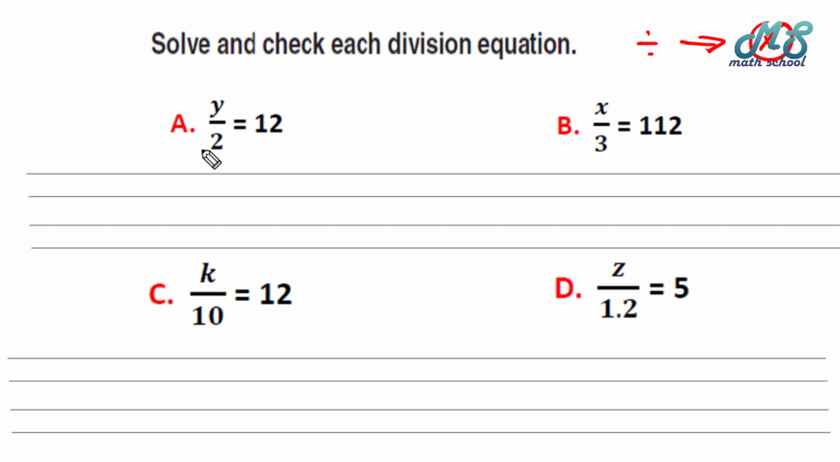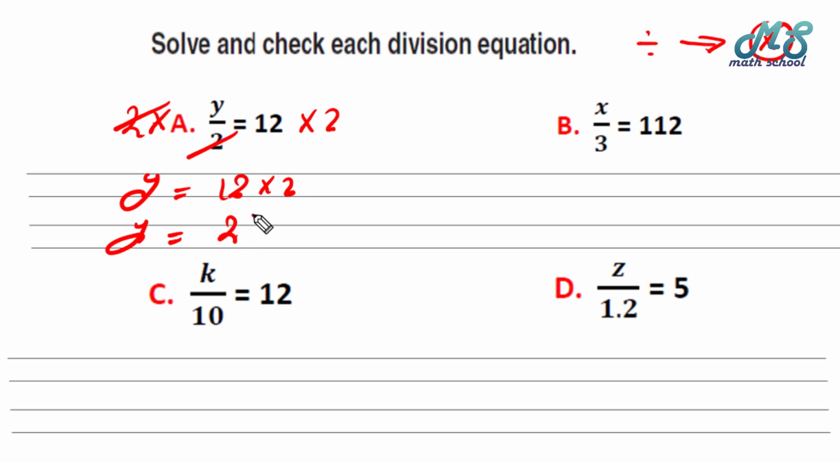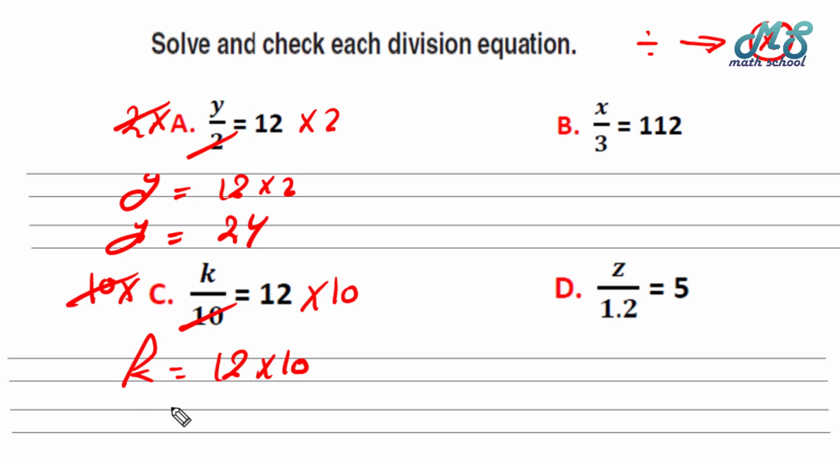So y over 2 is equal to 12. To find the value of y, just multiply both sides by 2 and simplify. Now we get y at the left is equal to 12 times 2. 12 times 2 equals what? Equals 24. Next, k over 10 equals 12. To find the value of k, just multiply by 10, both sides. Now simplify, we get k is equal to 12 times 10 equals what? Yes, just write 12 and bring down 0, we get 120.